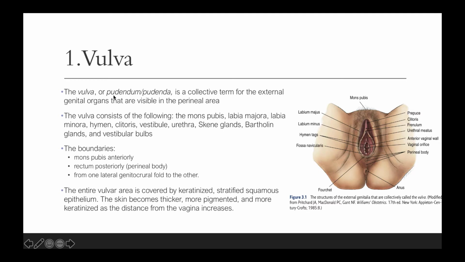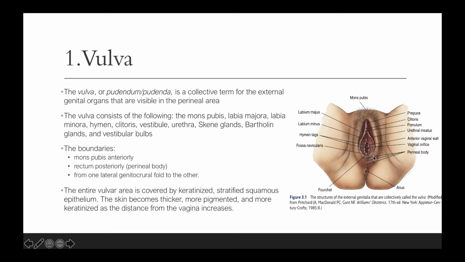So the vulva is also called pudendum or pudenda and is a collective term for the external genital organs that are visible in the perineal area. So the vulva consists of the following: the Mons Pubis, the Labia Majora, the Labia Minora, the hymen, the clitoris, the vestibule, the urethra, the Skene's glands, Bartholin's glands, and the vestibular bulbs.